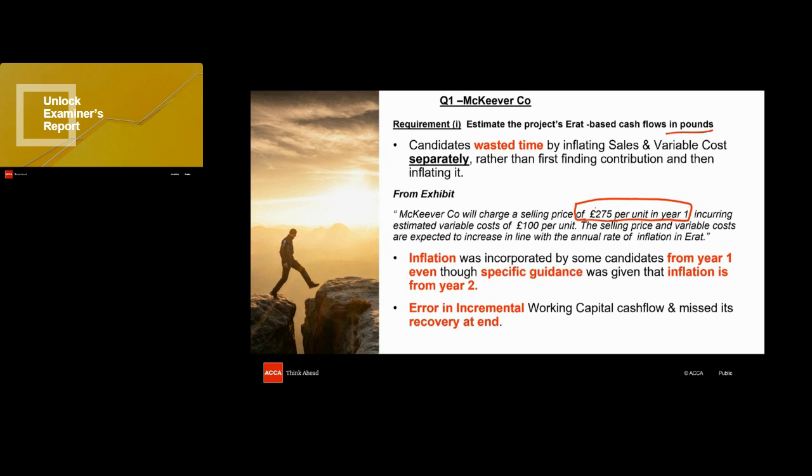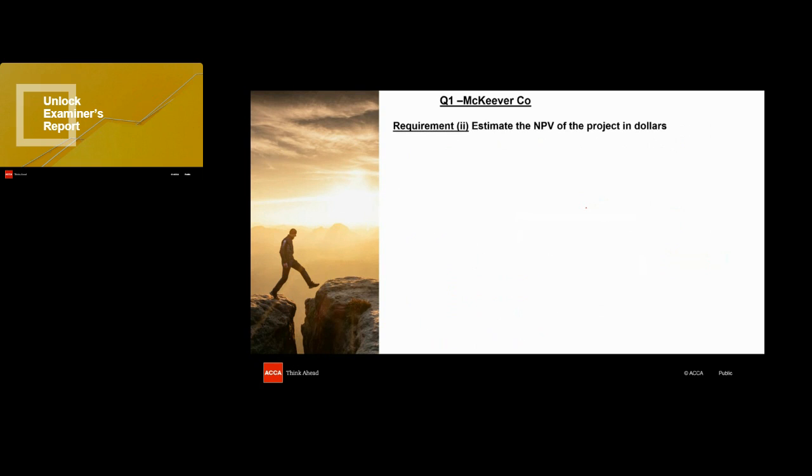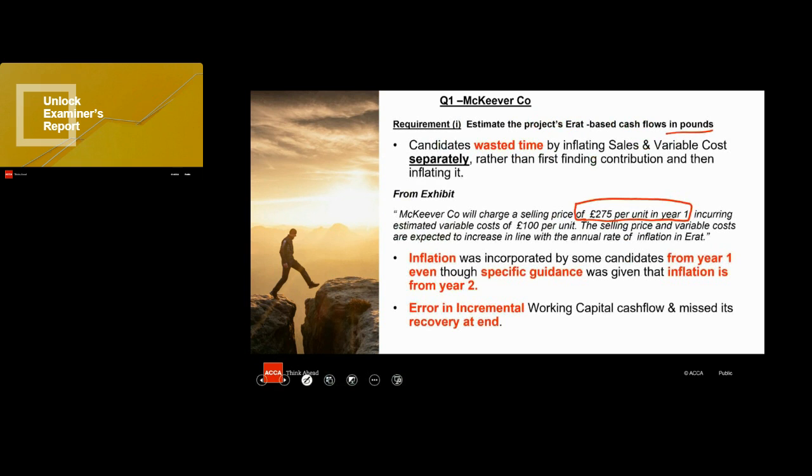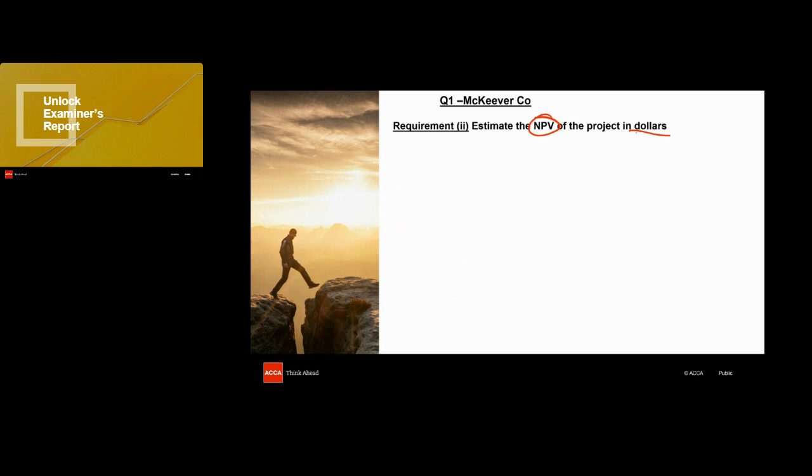Now, when it came to the second requirement, the NPV, where you were supposed to find the NPV in dollars, many did not know even how to distinguish between requirement 1 and requirement 2. They did not know where to stop, where they had to find it in pounds, and where they had to go into dollars. So the requirement split, at what point it should be converted to dollars, was not done properly by candidates.